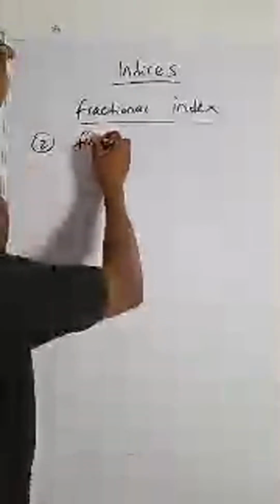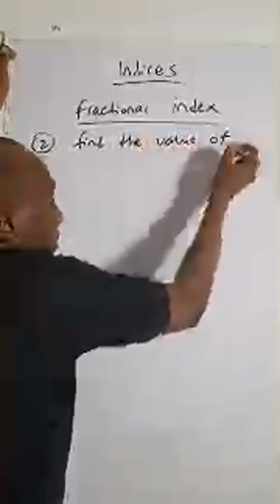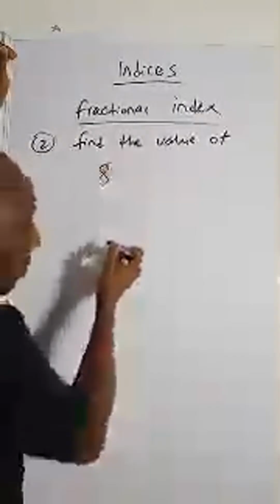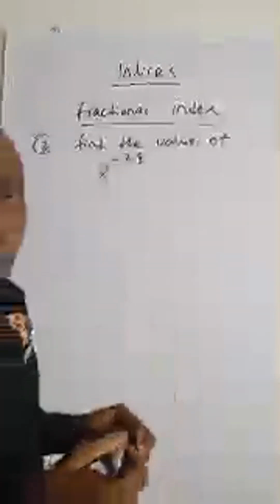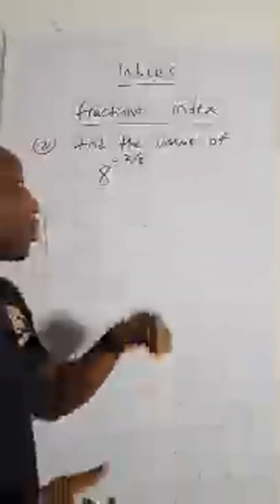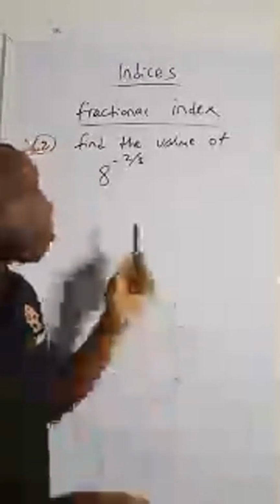So number two, what do we have? Find the value of 8 raised to the power of negative 2 over 3. Very interesting, right? So we have a negative sign here as well with the exponent. And I told you what that does. It will take the reciprocal of the number.